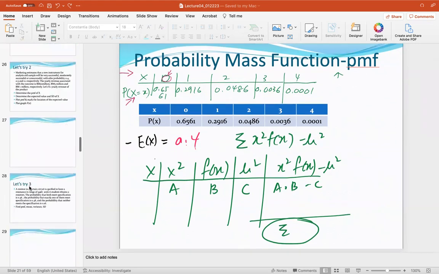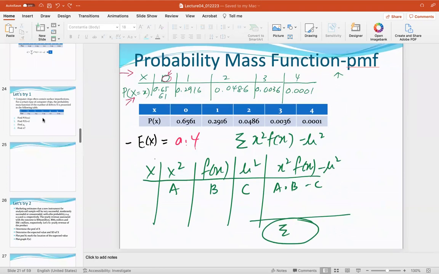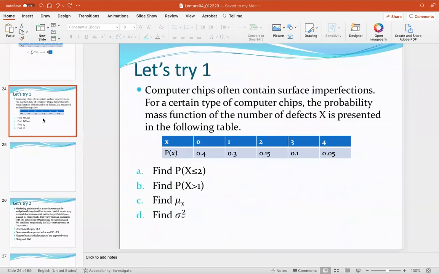Okay, since we have done some examples, let's try one. Computer chips often contain surface imperfections. That is true. For a certain type of computer chips, the probability mass function of the number of defects X is presented as follows. Find P(X smaller or equal to 2).